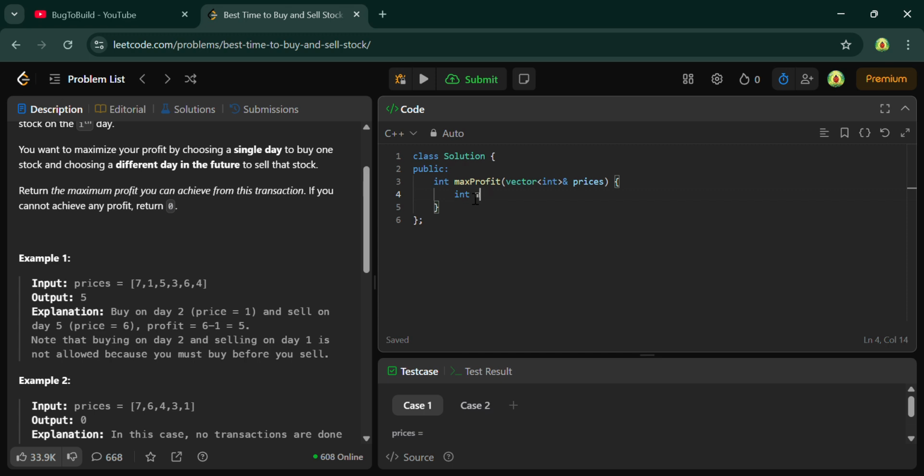First you have to create the min element, which is prices of 0, and you have to calculate the profit. First you have to initialize profit equals to 0, and then you have to traverse through a vector.